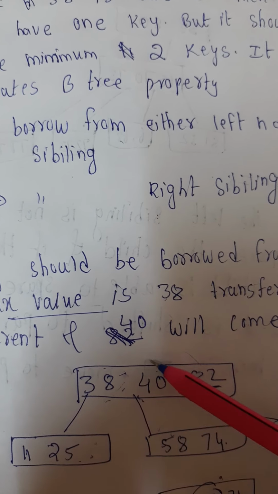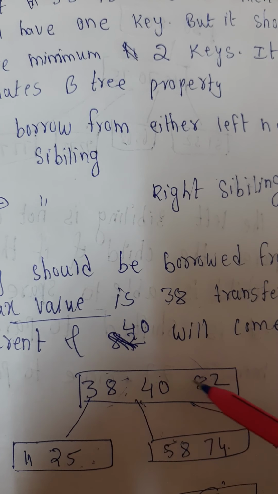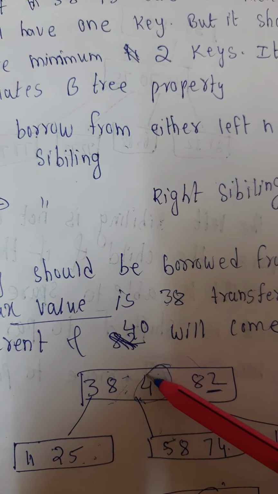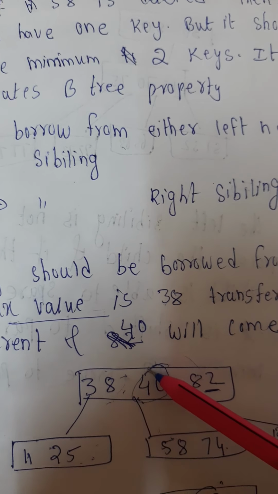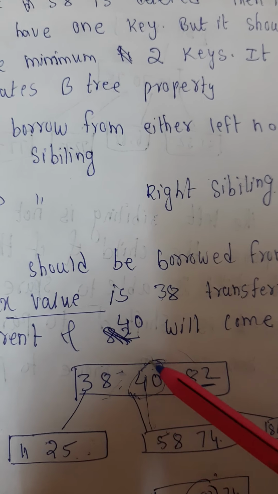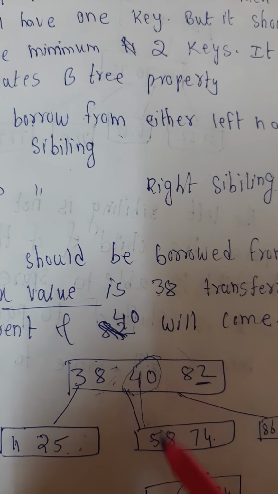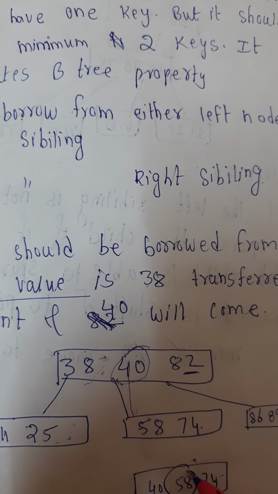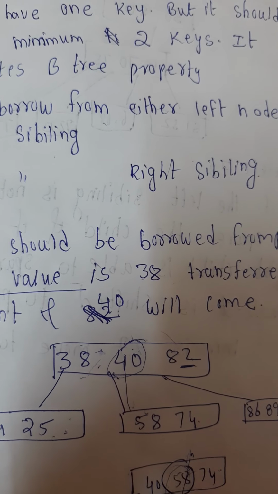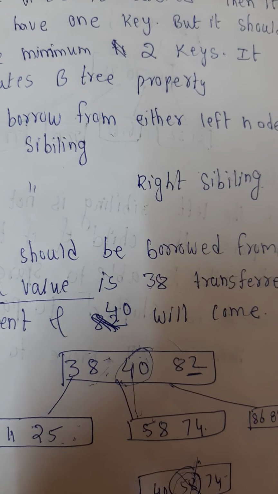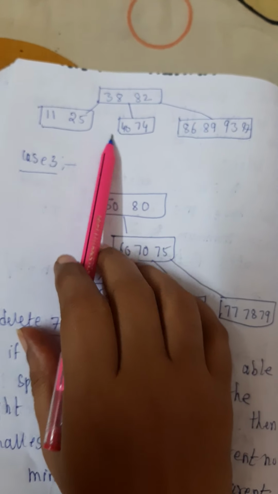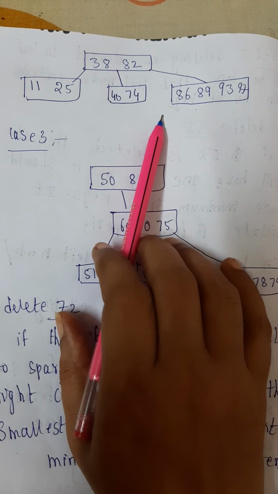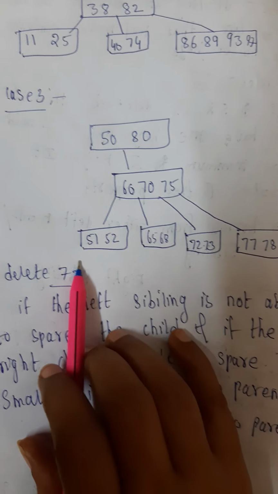Now this is the thing you have. Now what you have to do is, after sending to the parent, whatever this 40 you have, this right, whatever you have, that you get it down here. So when you get it down, what you will be getting? 40, 58 and 74. Which is the node you want to delete here? 58. So delete 58 now. So when you delete 58, this is the thing you will be having.